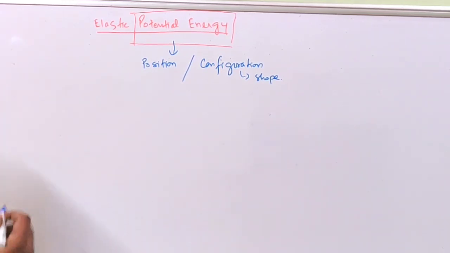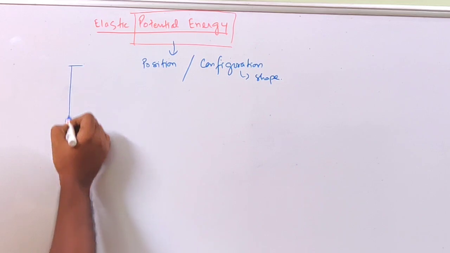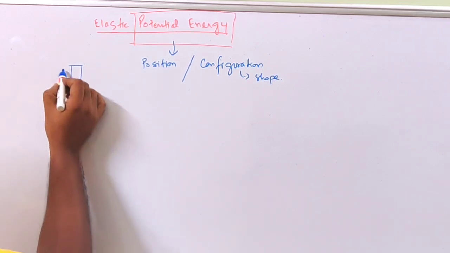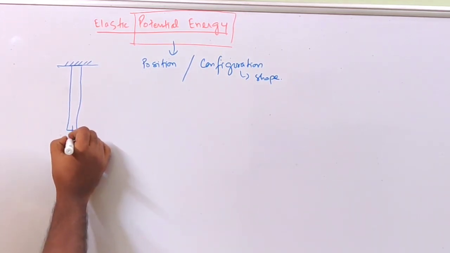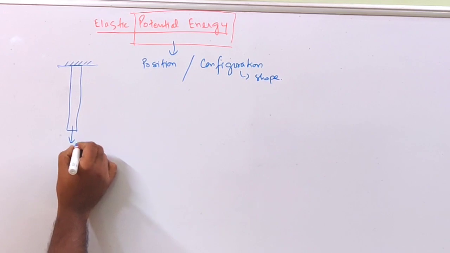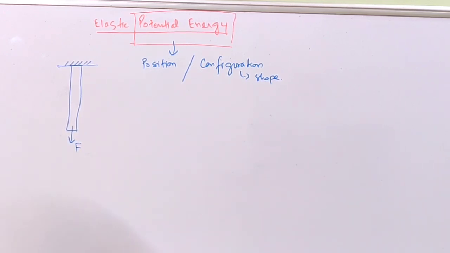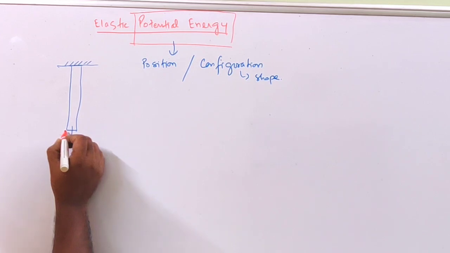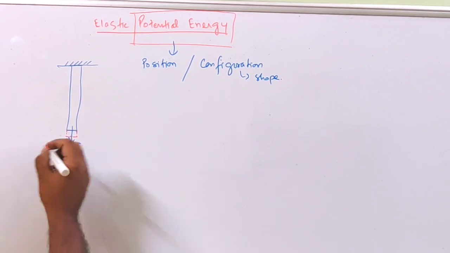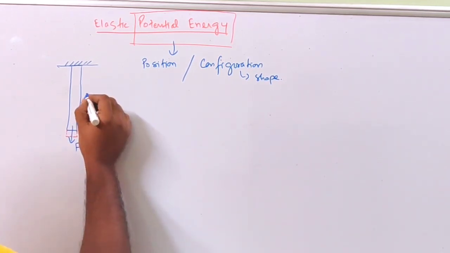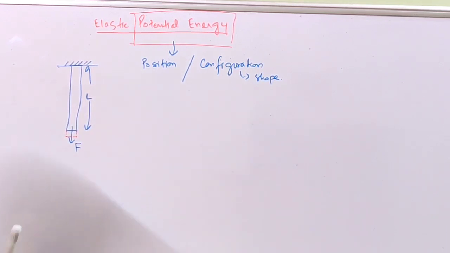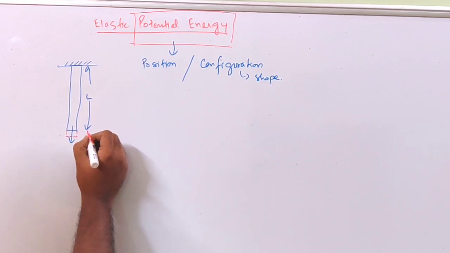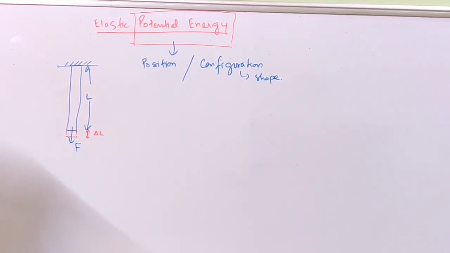Suppose we have a rod, fixed rigidly at this end, and this is the free end. From this free end we apply a force F. Because of this force, suppose it undergoes an elongation. The initial length is L, and suppose delta L is the elongation.